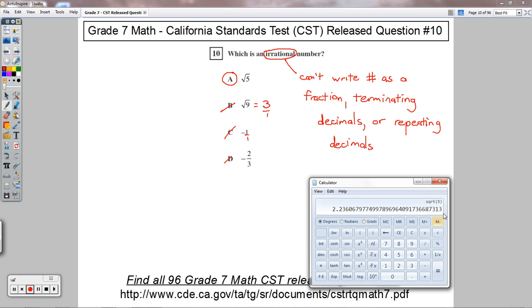So it's going to round it off somewhere, but notice no repeating, no real stopping point, no terminating. In other words, square root of 5, that is an irrational number.